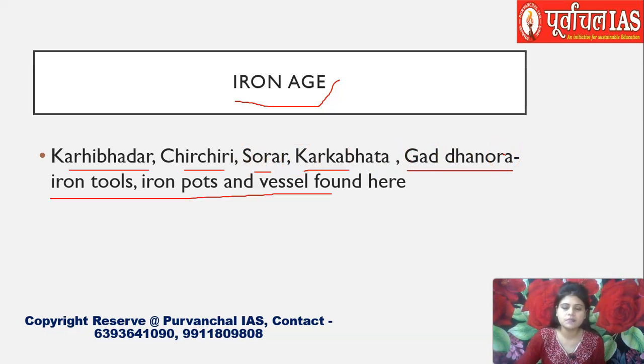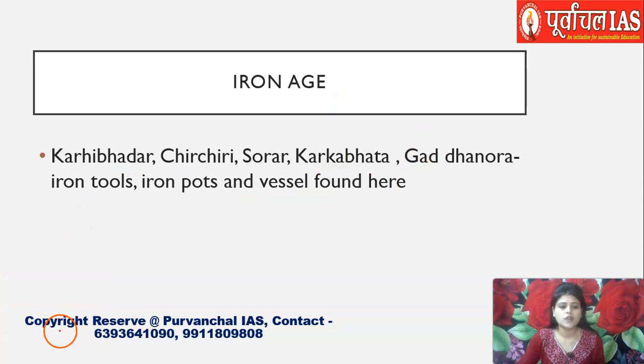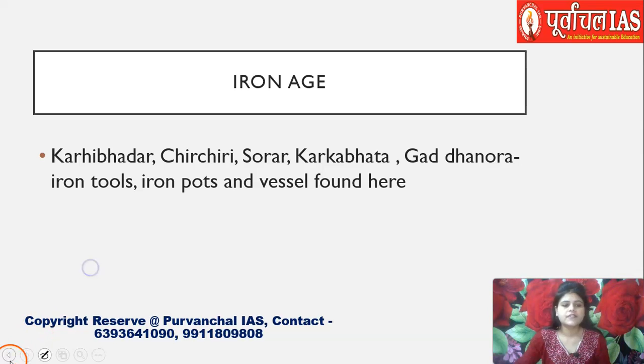When I say division, please remember that Chhattisgarh has 5 divisions: Raipur division, Bilaspur division, Durg division, then the Korea division, and the Bastar division. And within the divisions, you have many districts. So these are the places from the Durg division. So now, moving ahead.